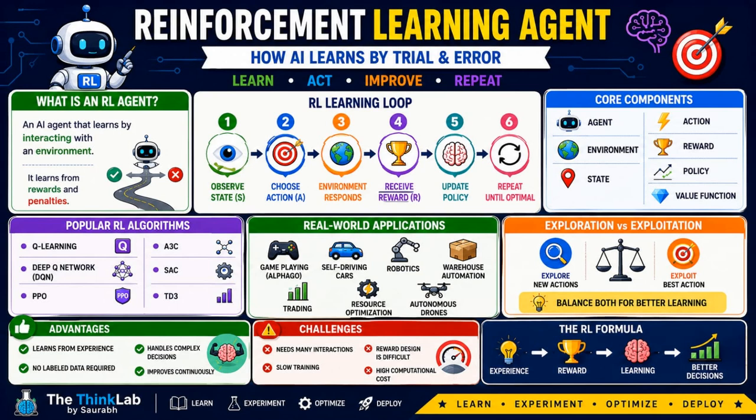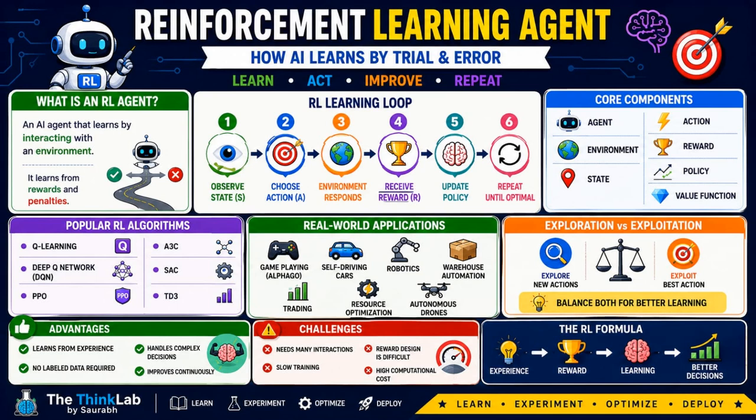So now we are moving to the popular reinforcement learning algorithms. Several algorithms have been deployed for reinforcement learning. Q-learning is the simplest algorithm. Deep Q Network, or DQN, combines reinforcement learning with deep learning, right? Another algorithm is PPO, proximal policy optimization. It is widely used in modern AI systems, right?